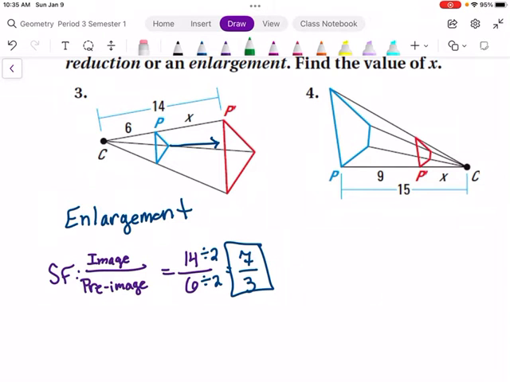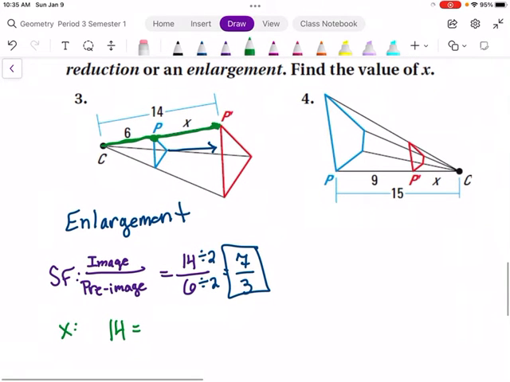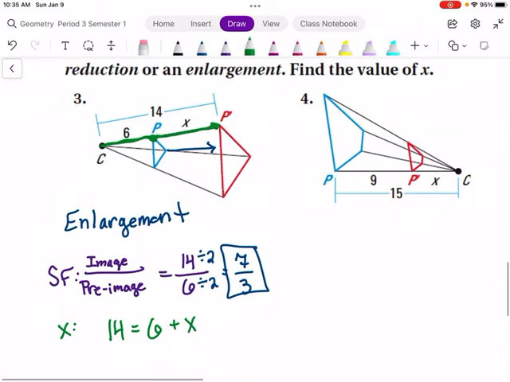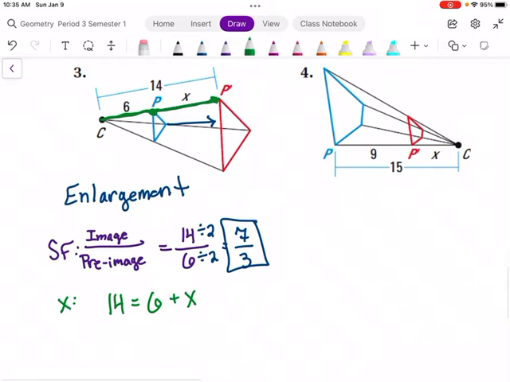And then the last thing we needed to do was find the value of x. So we know the entire length of this segment is 14. So our equation is going to start with 14 equals, and it is equal to this segment, 6, plus this segment, x. So we know 14 is equal to 6 plus x. Once you set up that equation, you are good to go to solve for x.